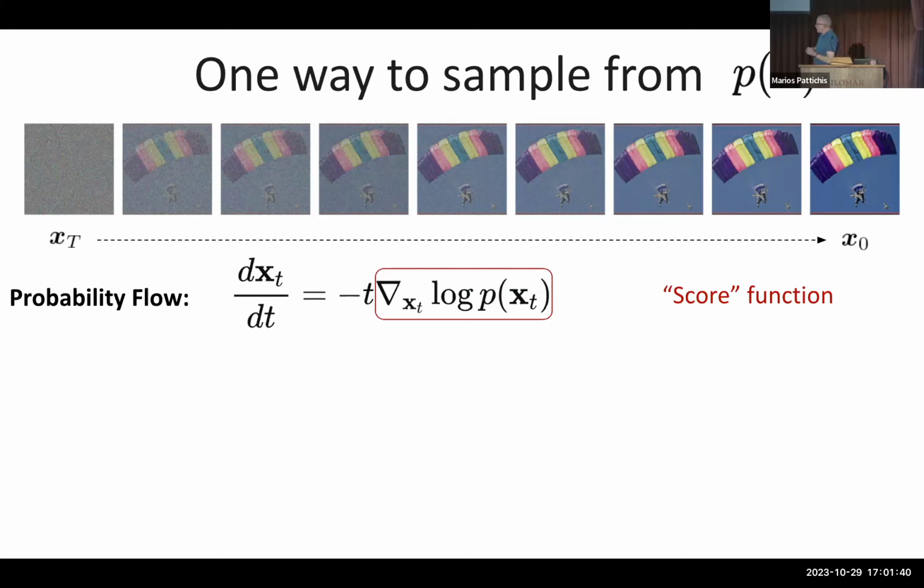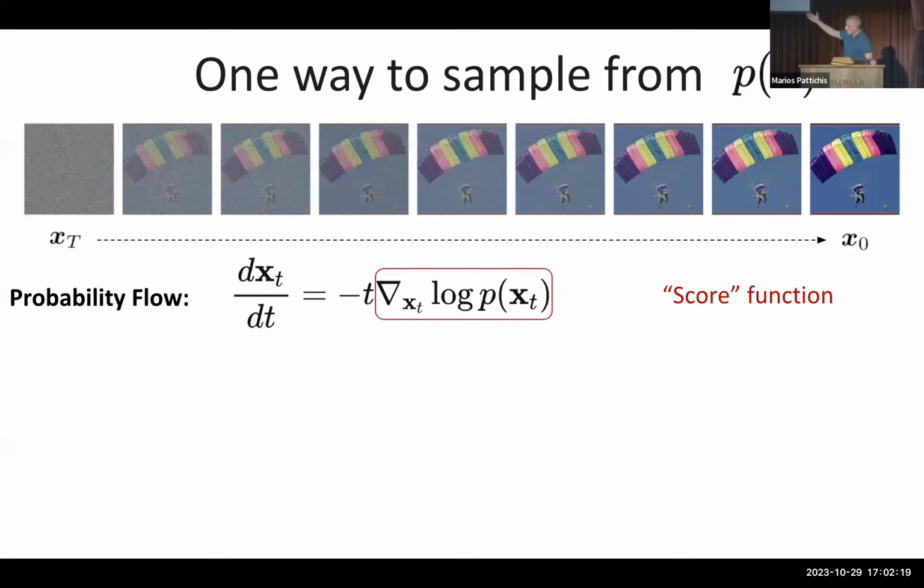Remember, the idea is that we want to start with a sample, with some initial condition, and march towards P of X, okay? One way to do that is to define the so-called probability flow. If you look at the right-hand side, this is basically an ordinary differential equation. And the right-hand side is a flow in the direction of the probability density from which you want to sample. Okay, well, it's nice. And again, this is just one way to do it.